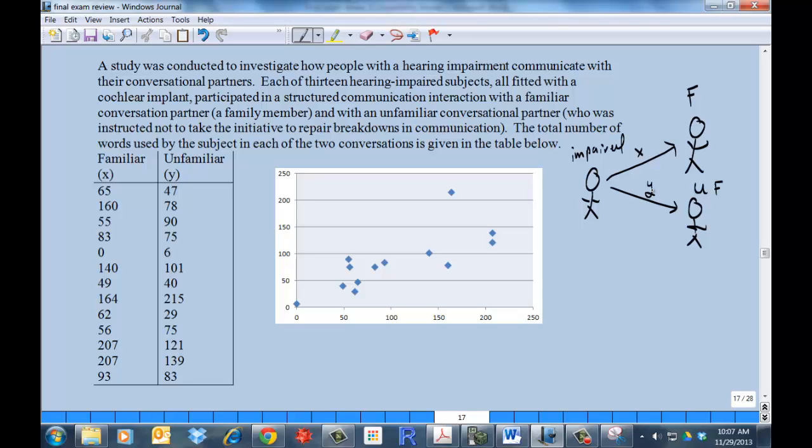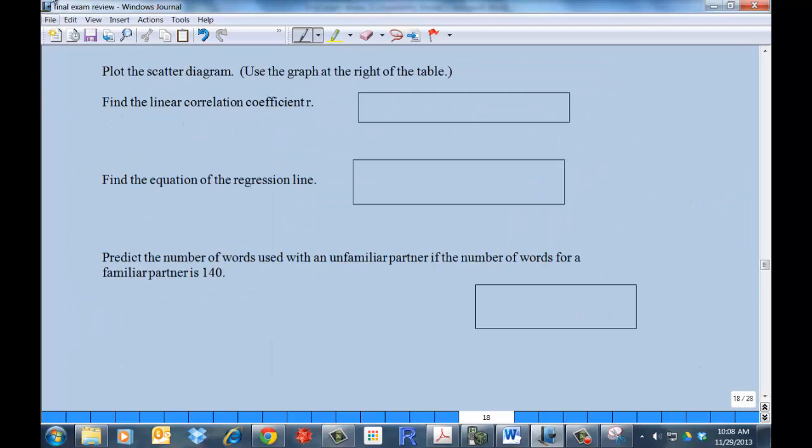Now, the first part of the question says to plot the scatter plot. So what I've done here is I've just used Excel to give us a good indication of whether or not the paired data is positively correlated or negatively correlated. So here's the plot of that. And it looks to me that there is some sort of positive linear relation here between X and Y. And so the next question asks us to find the linear correlation coefficient R. Now, what we're going to do for R is we're going to look at the printout. I believe this is on the next page. So find the linear correlation coefficient R. Now, to get this value, we're just going to look at the printout that I gave you.